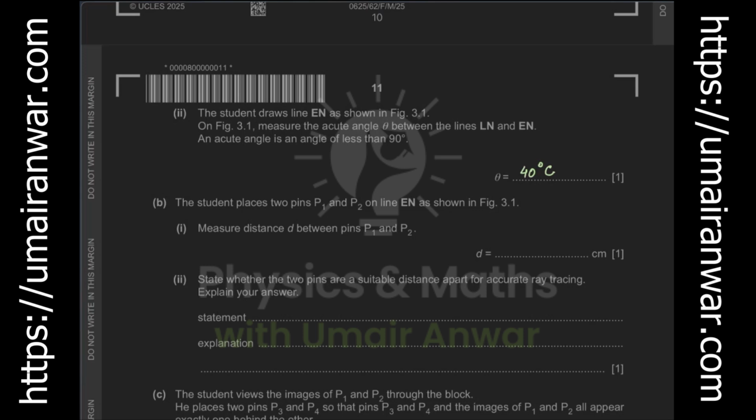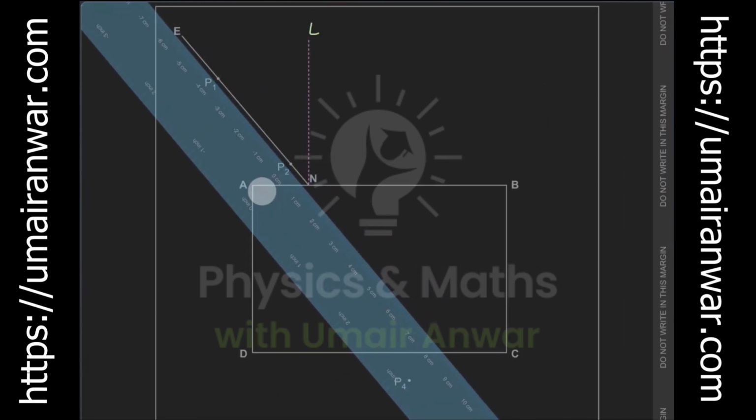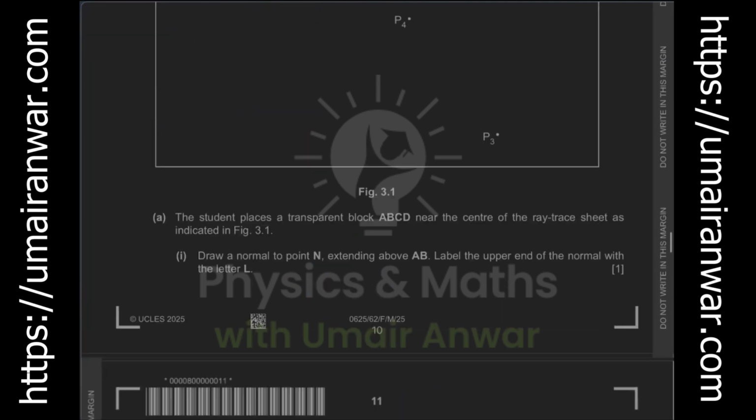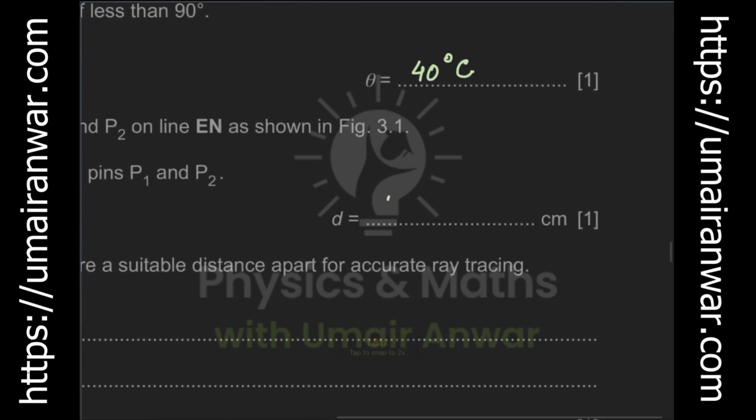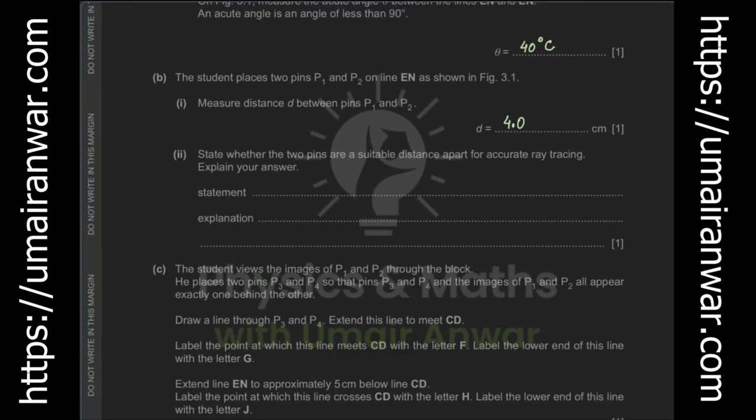The student places two pins P1 and P2 on the line EN. As shown in the figure, measure the distance D between P1 and P2. Since this is a full scale diagram, we have to carefully place the ruler over here with this line, and we have to measure the distance between these two. So it's coming out to be 4.0 centimeters.